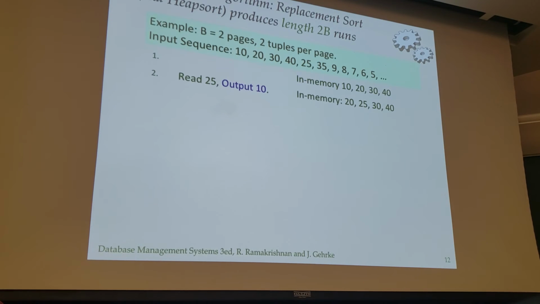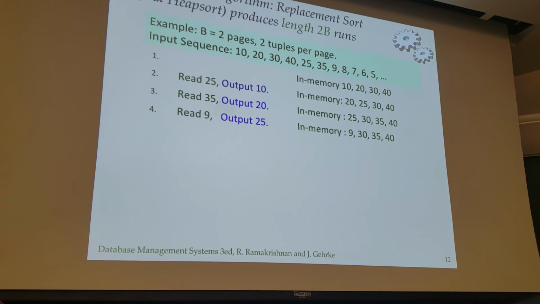Now in memory, we have 20, 25, 30, 40. So what we're doing is we're going to put the 25 in place in memory. So that's the way that it operates. Now we read the 35, and we'll output the smallest value because there's no room for the 35. So now we have 25, 30, 35, 40, as we go on.